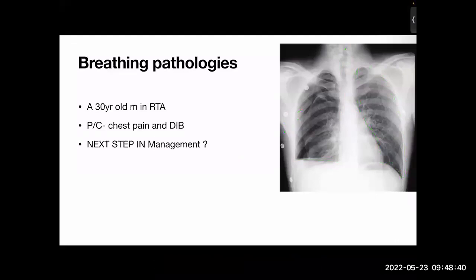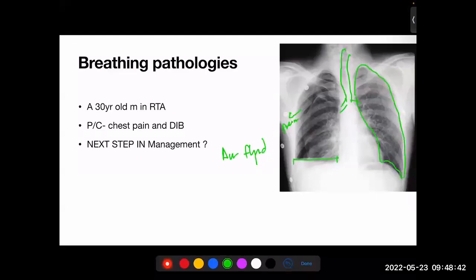So this tells us what's happening here. There was an RTA. Is there pleural effusion? There are two things. Not really. Hemothorax, thank you. And pneumothorax, because there is a collapsed lung. So this patient has pneumothorax. What is the next step in management of this patient? Tube thoracostomy. Yes, just tube thoracostomy.